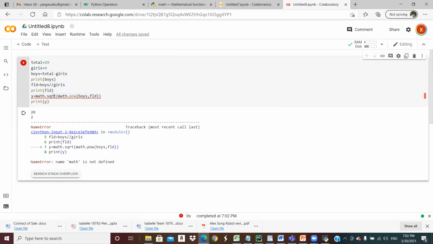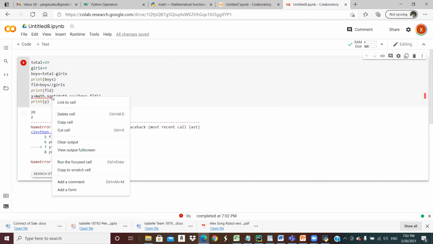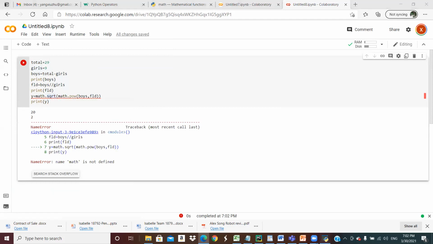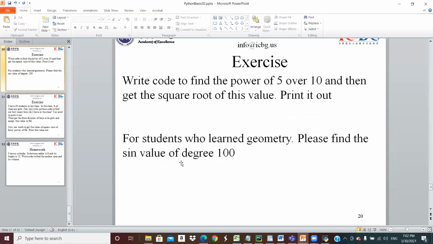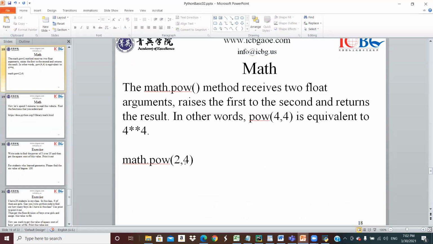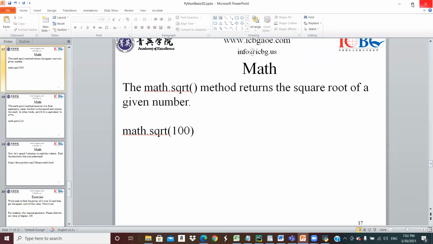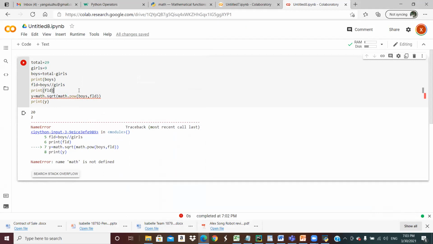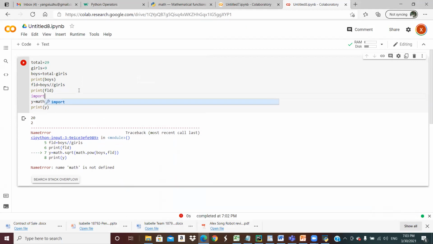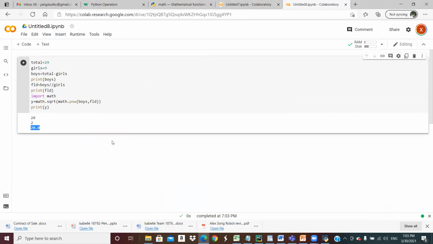Square root. Let me just check it here. SQRT, that's right. Why? Do you need to import math? What? Oh yeah, you're right. Yes. Thank you so much. You are so smart. You helped me on this. Very good. Import math. Yes. Now let me run it. Okay. That's this one.